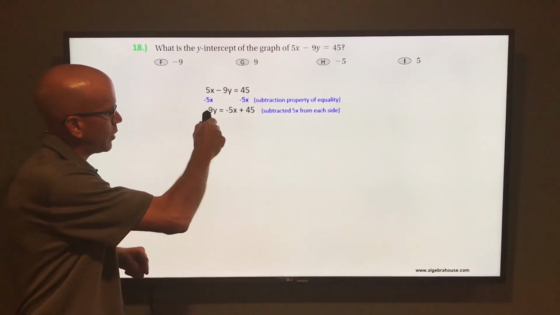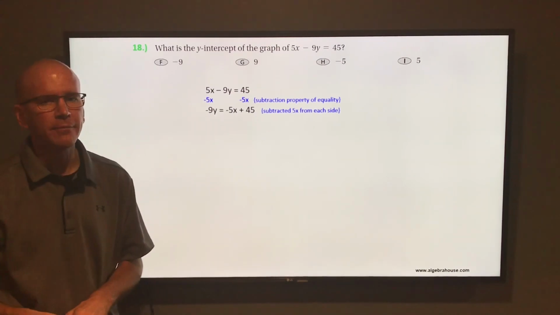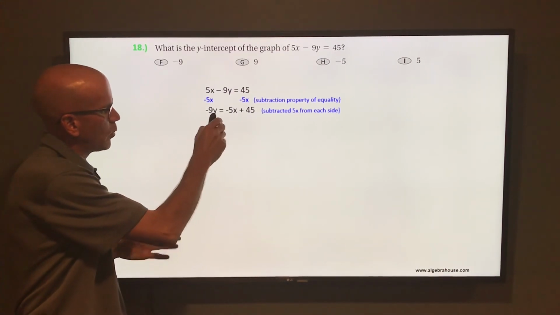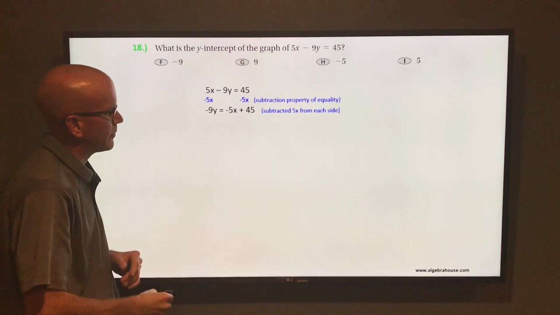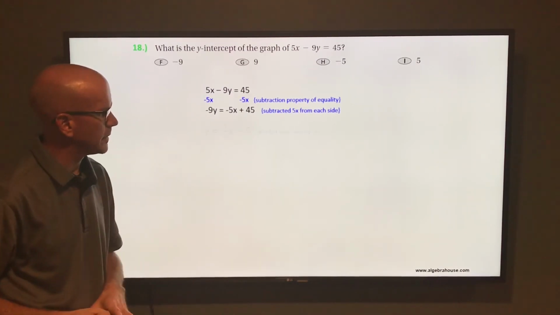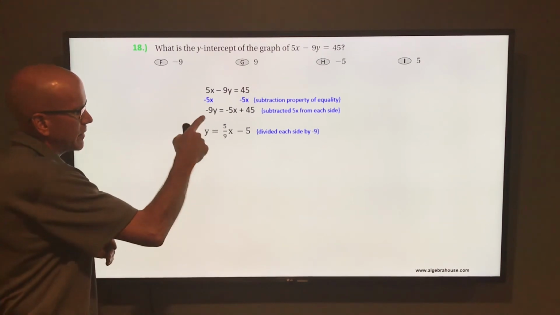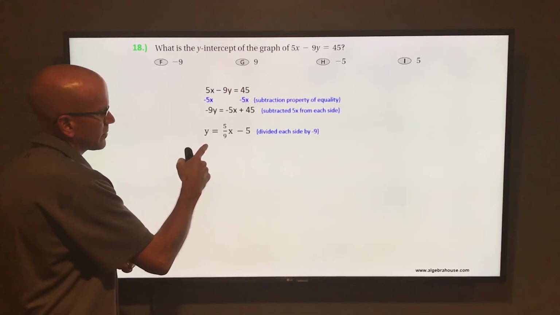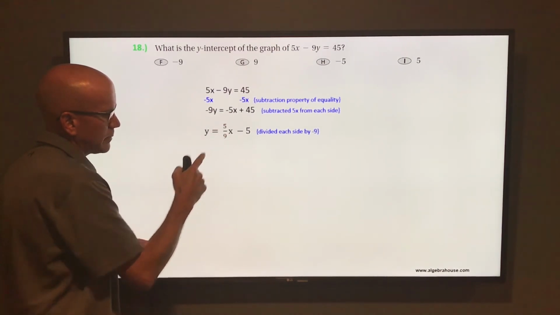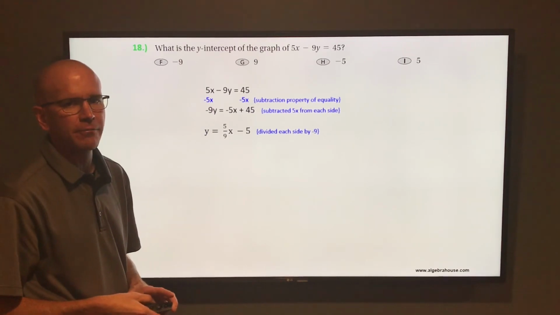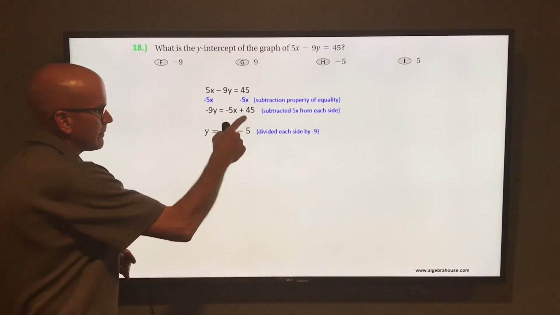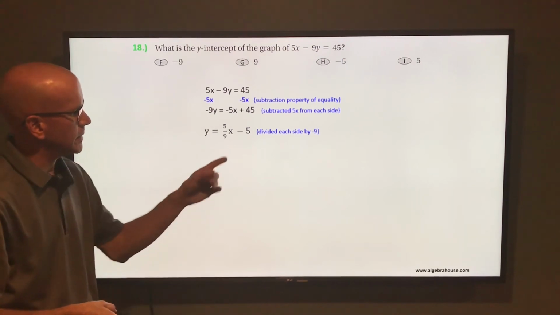You end up with -9y equals -5x plus 45. Now I need to get the -9 away from the y, so to move that -9 away from the y, divide each side by -9. That means you're dividing each term by -9. So if you divide -9y by -9, that's positive y. -5x divided by -9, that's going to be positive 5/9 x. And 45 divided by -9 is -5.